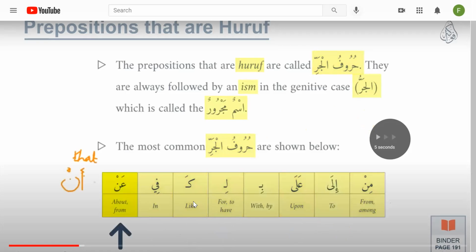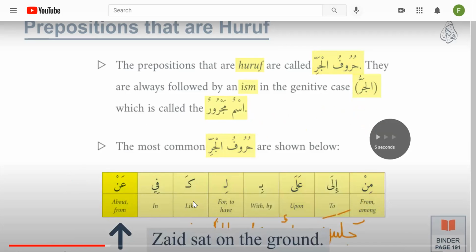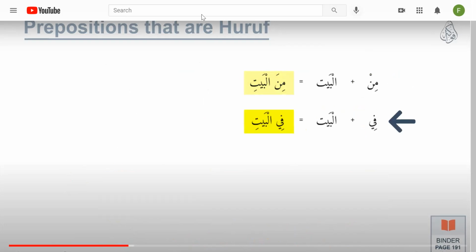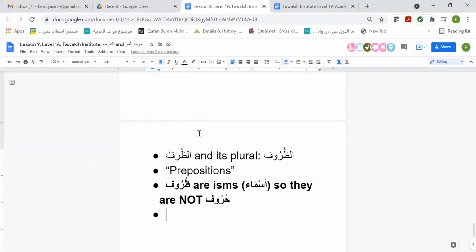I have a question. Absolutely, yes. I got confused. This is where I really got confused, because when we started out, it said isms were nouns, pronouns, and adjectives. And then it references prepositions as being isms. I really got confused because I couldn't get an understanding of how words in that list were isms. Okay. Is your question why we are saying dhuruf are isms?